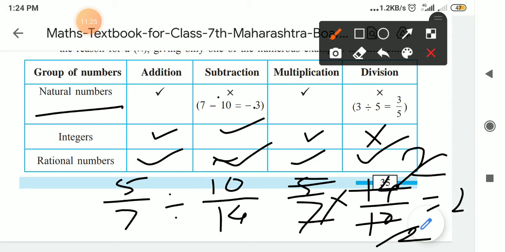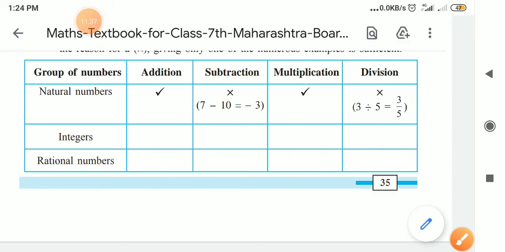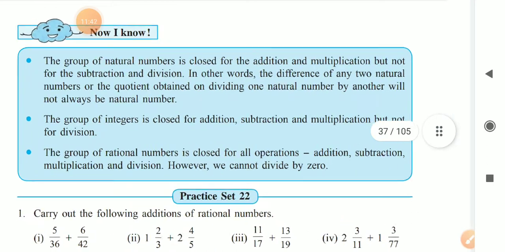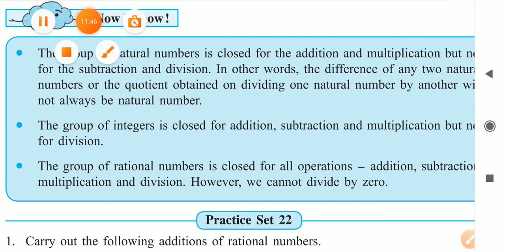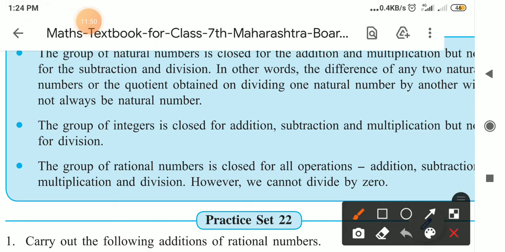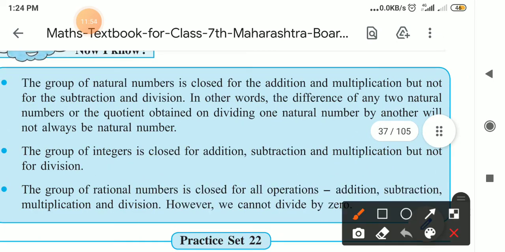For rational numbers, whatever you do, addition, subtraction, multiplication, the answer is always a rational number. And for integers, only division does not give an integer, but multiplication, addition and subtraction give integers. So in this way we have to understand the rules. The group of natural numbers is closed for addition and multiplication, but not for subtraction and division.